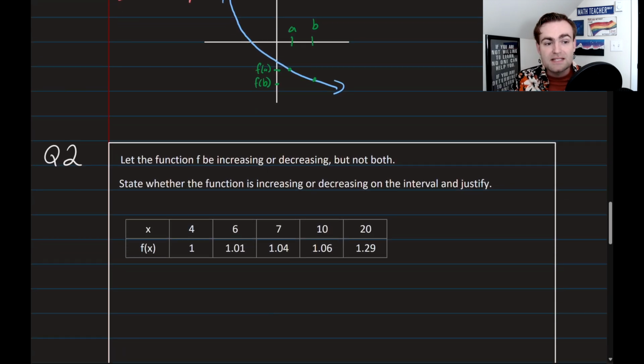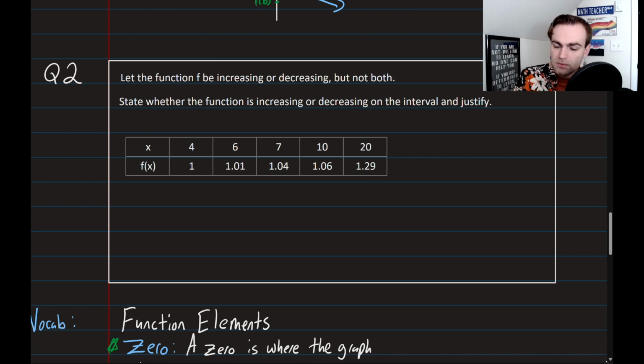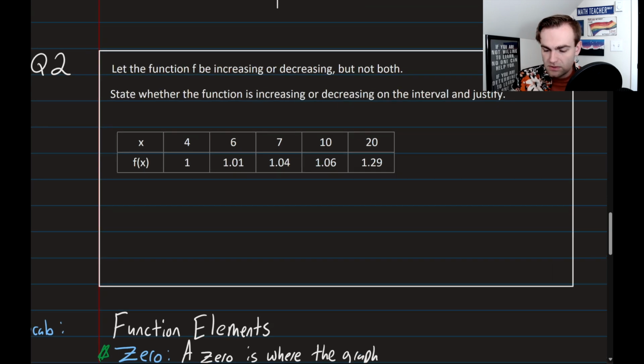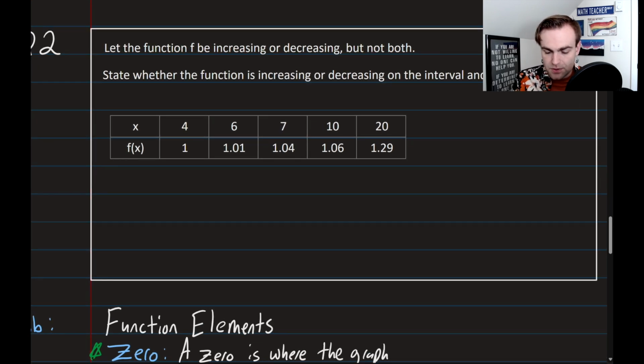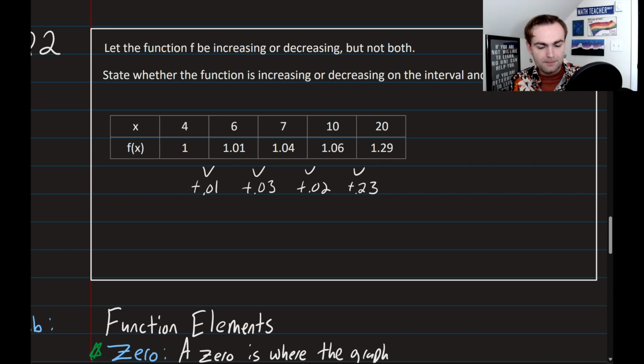So let's explore this concept through another question. Let this function here be increasing or decreasing, but not both. We need to state if it's increasing or decreasing on the interval and justify. So what we're going to do is look at the inputs. The inputs are increasing from left to right, so let's look at the outputs. This one here went up by 0.01, this one here 0.03, this one here 0.02, and then this one by quite a bit, that would be 0.23. So every time that the input went up, the output also went up, so this function would be increasing.